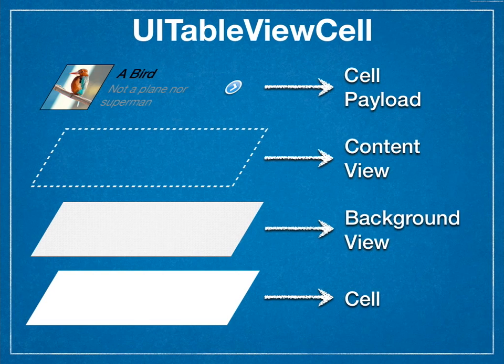And then on top of the background view, you have your content view. So the content view is probably where you should put all your payload. It basically acts as a container for all your payload, where we put all our UI components. So the image view, the labels, and the controls can go into the content view. All right.